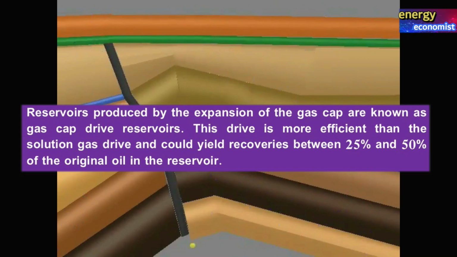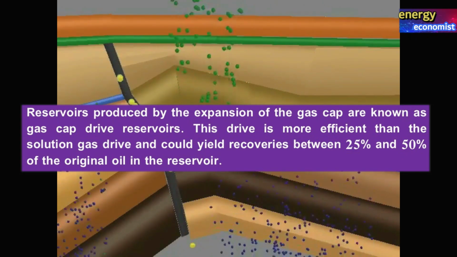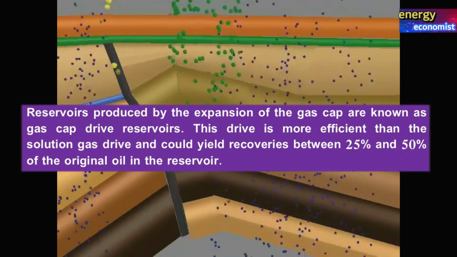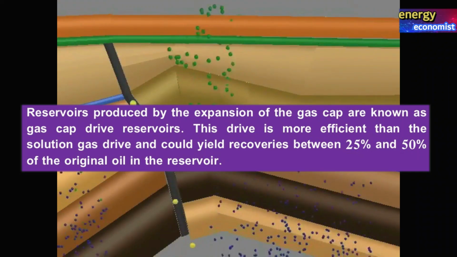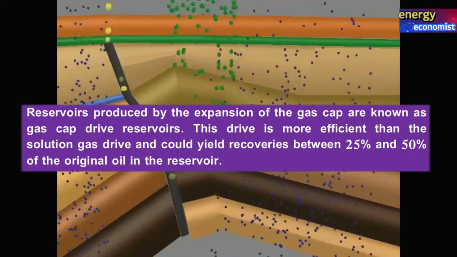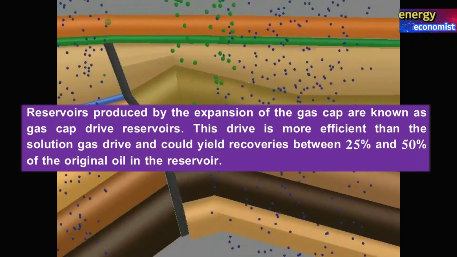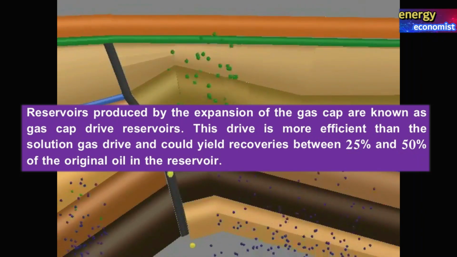Reservoirs produced by the expansion of the gas cap are known as gas cap drive reservoirs. This drive is more efficient than the solution gas drive and could yield recoveries between 25% and 50% of the original oil in the reservoir.